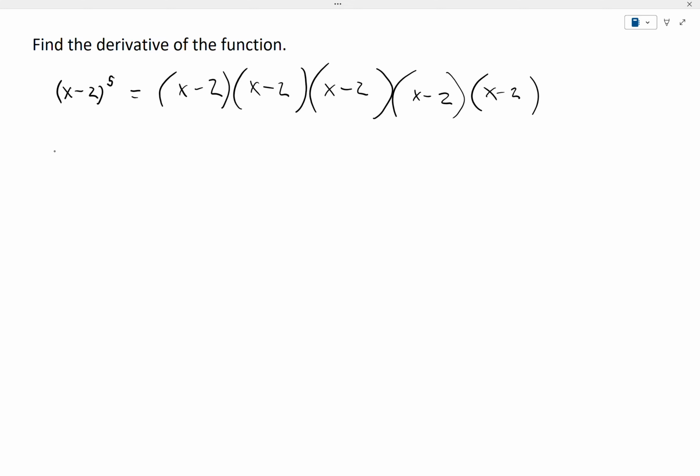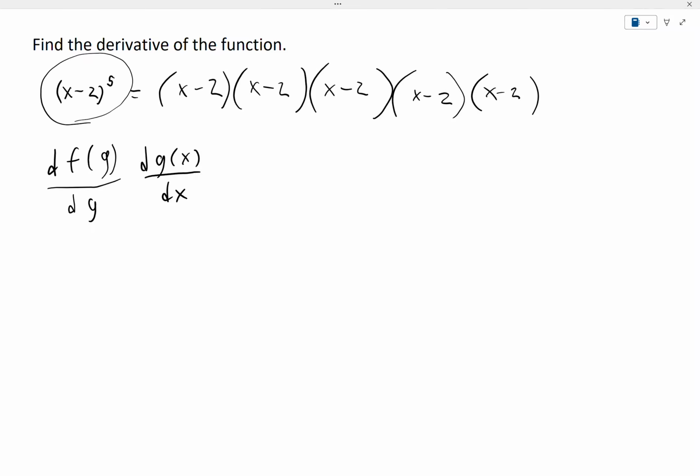And the chain rule says that the derivative of f with respect to g is equal to the derivative of g with respect to x. So if we can break this single function down into some composition of functions, we can use the chain rule. Sometimes you'll hear the chain rule said as derivative of outer function and derivative of inner function, where in this case outer function would be f, inner function would be g. That's what we want to do with the expression up here.